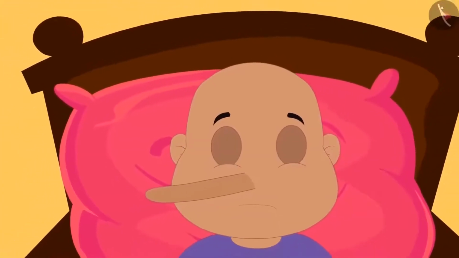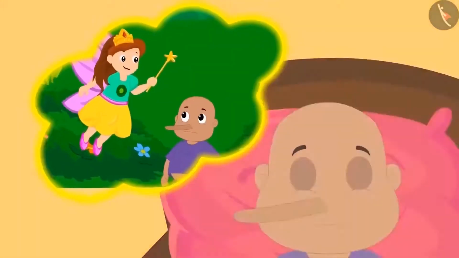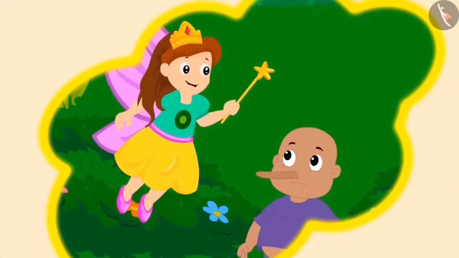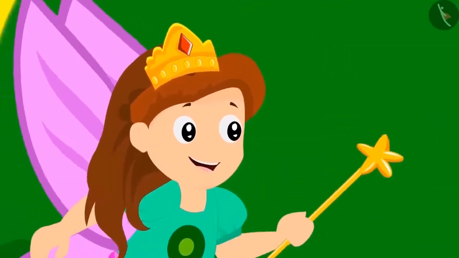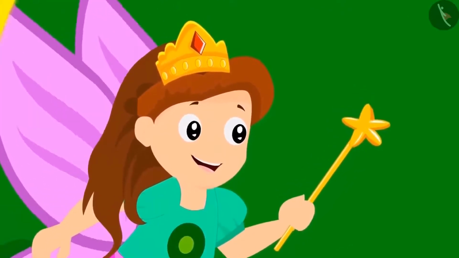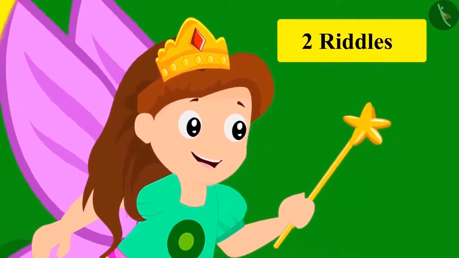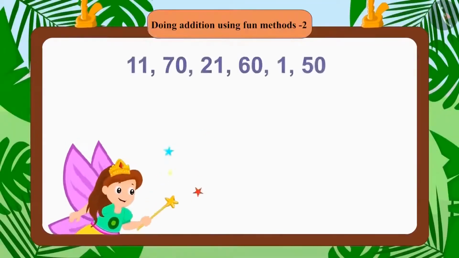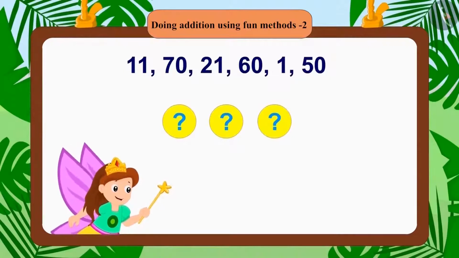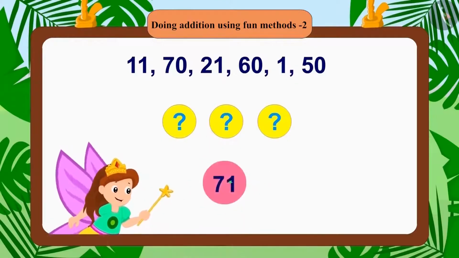Bablu fell asleep at night, very sad. That night, the angel came again in his dream. Bablu asked the angel how he can fix his nose again. The angel told him that he would have to stop doing mischiefs and would also have to answer the questions asked by the angel over 2 riddles. Only then will his nose become normal. The angel showed Bablu these numbers and said that he will have to make 71 by adding these numbers in 3 different ways. And remember, he can only take 2 numbers at a time.